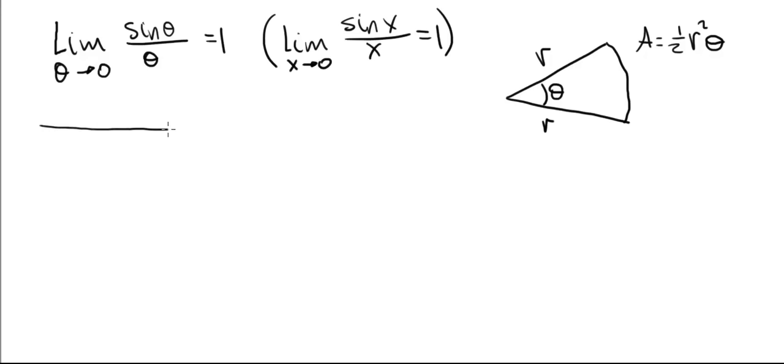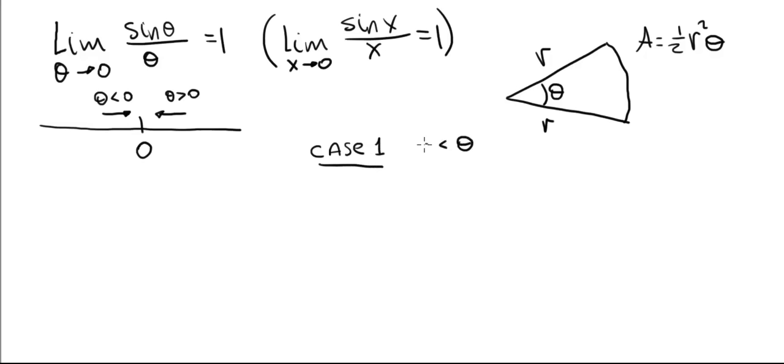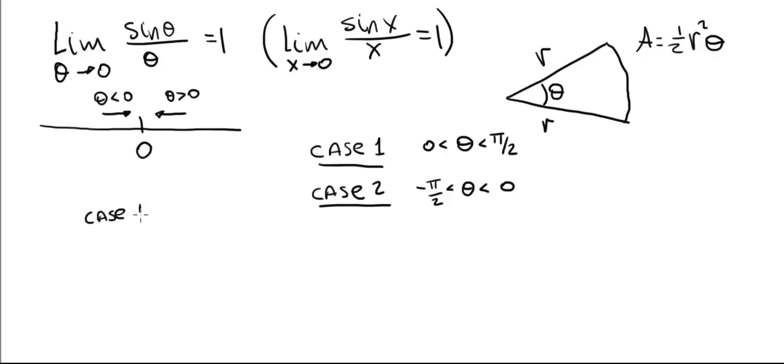Now when theta approaches 0, it approaches 0 from two sides: either from the right, when theta is positive, or from the left, when theta is negative. So we have to look at two cases. Case 1, when theta is positive, and we're interested in theta being close to 0. So let's take theta to be less than 90 degrees, or pi over 2, and bigger than 0. In case 2, again, we're interested in theta being close to 0. So let's take it to be greater than minus 90 degrees, which is minus pi over 2, and less than 0. We're going to look at case 1 first.